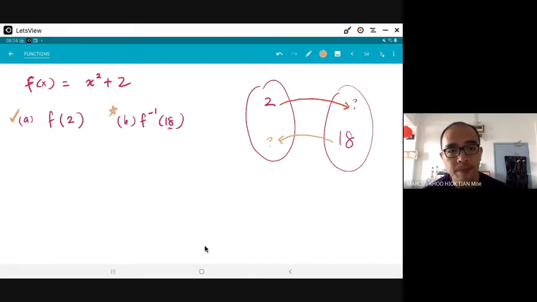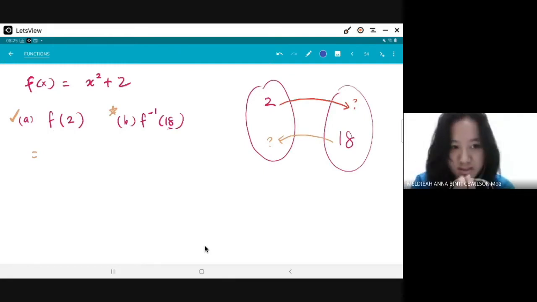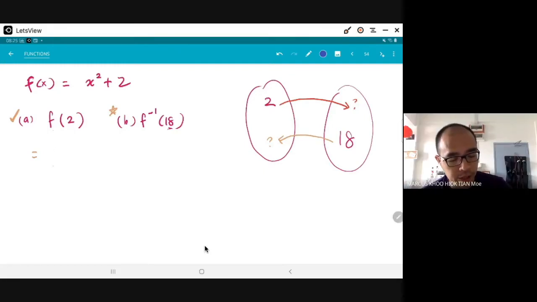What is F2? 6. Okay, all right, very good. So the answer is 6. How do you get 6? You replace the 2 inside here. So 2 squared plus 2. 2 kuasa 2 tambah 2 is 4 tambah 2. So you get the final answer, 6.